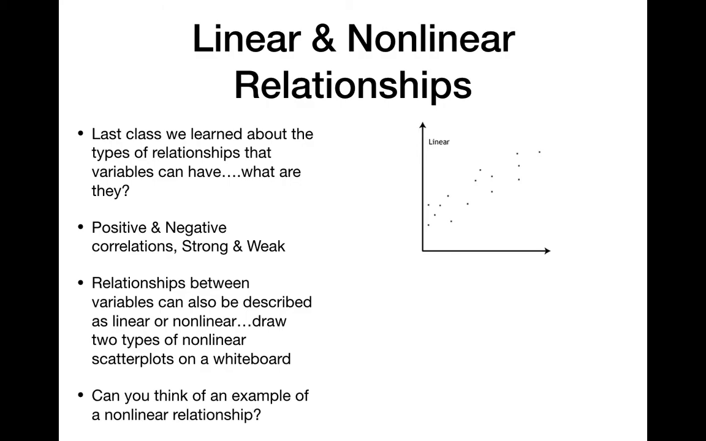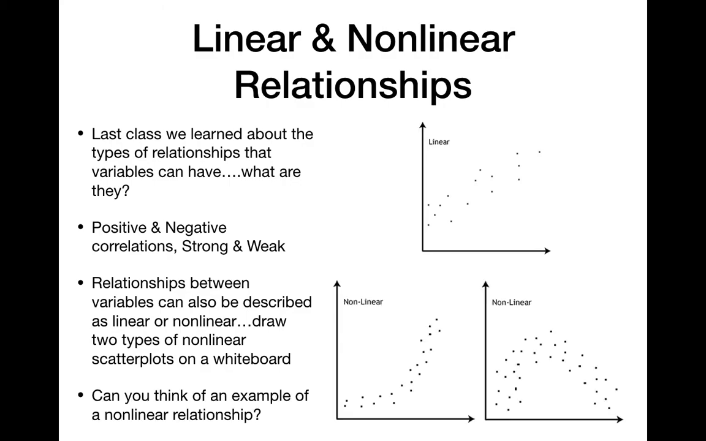Okay, so we have linear and nonlinear relationships as well as positive, negative, strong, weak correlations. In a linear relationship, the data tends to form a line. It can also be a curve, like an exponential curve. Nonlinear, it's not following any known pattern.